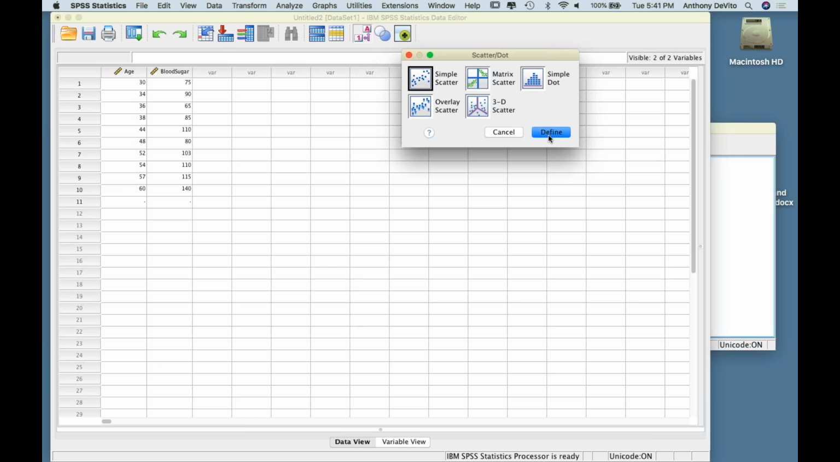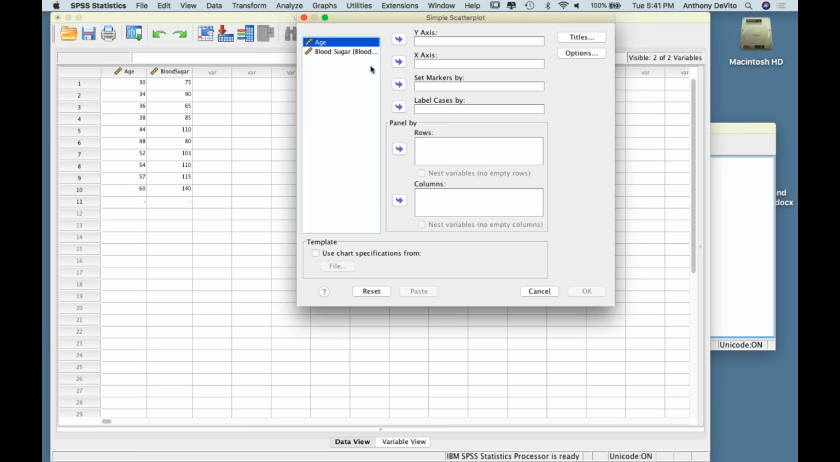So I'm going to click define, and I'm going to tell it that the x-axis is age and the y-axis is blood sugar. When we're dealing with correlation, which one we put in the x-axis and the y-axis doesn't matter, because we're only looking for an association. We're not looking for causality, right? Correlation has nothing to do with causality.